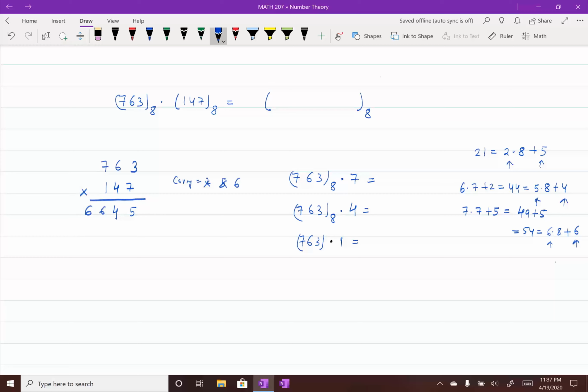So I can have a representation of my 763 with the base 8 multiplied by 7 is going to be equal to 6, 6, 4, and 5 with the base 8. And similarly, I can find the product of 763 with the base 8 with 4 is going to be equal to 3, 7, 1, and 4 with the base 8. And the product of 763 with the base 8 with 1 is going to remain as 763 with the base 8.